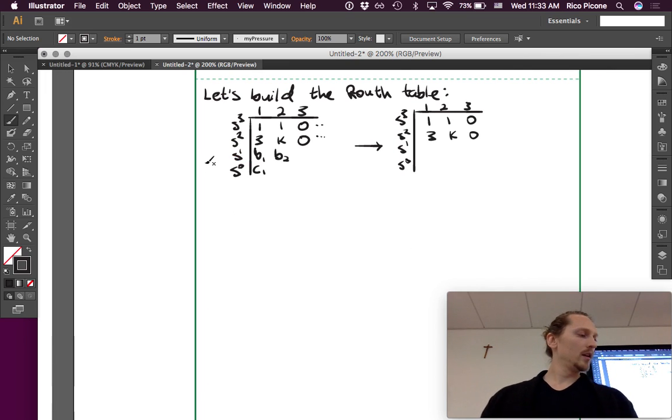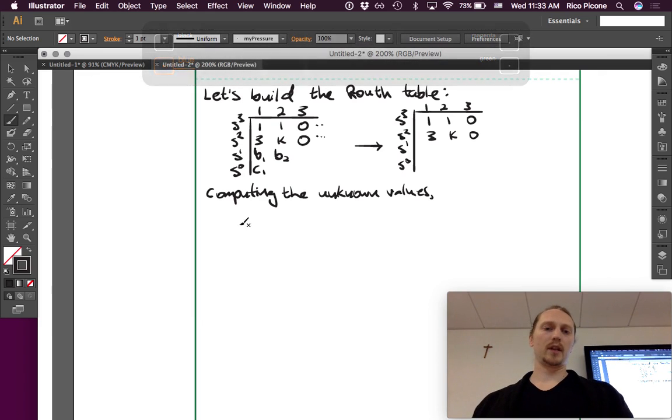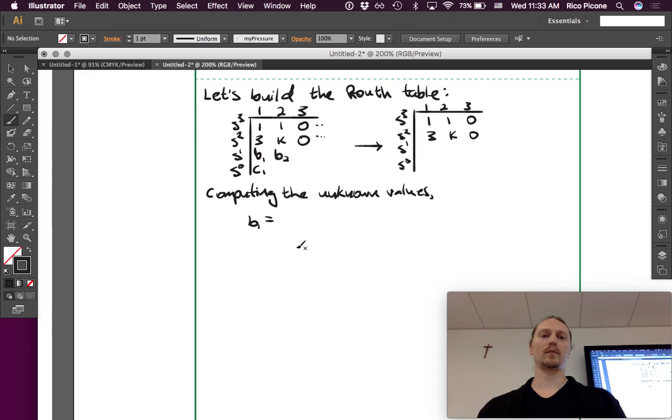So computing the unknown values we get. So what is our B1 going to be? Negative 1 over 3, right?